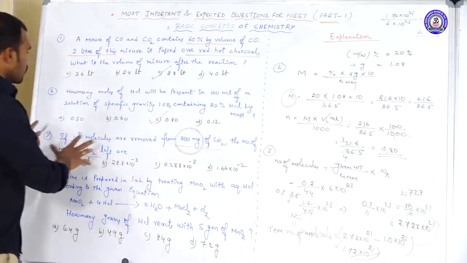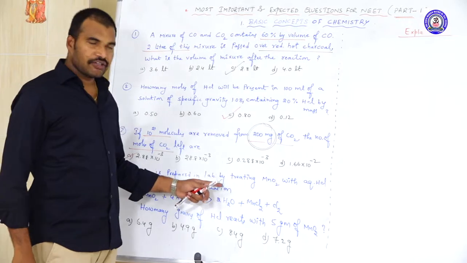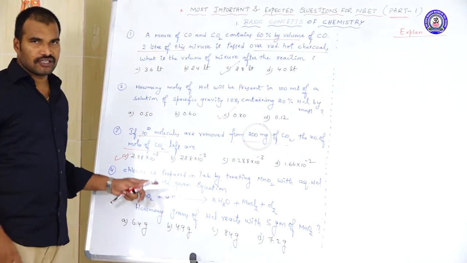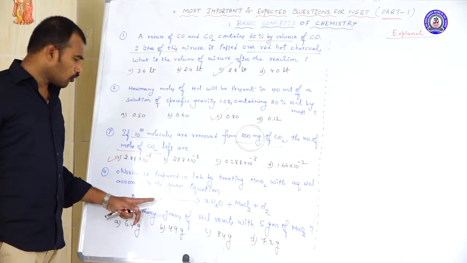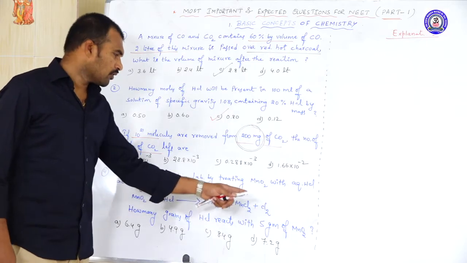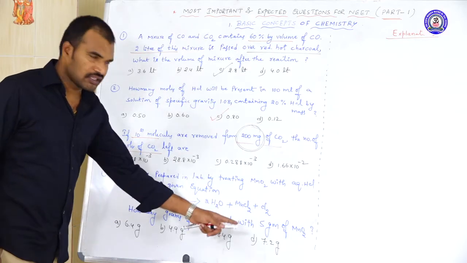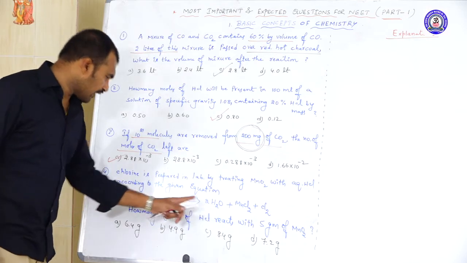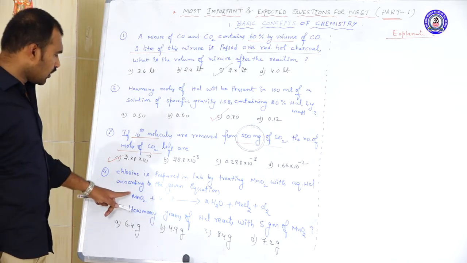Okay, so this is also one of the important models. That is, chlorine is prepared in the laboratory by treating MnO2 with aqueous HCl according to the given equation. They have given the balanced equation also. That is, MnO2 reacts with 4 moles of HCl giving 2 moles of water, 1 mole of manganese chloride and chlorine gas. Now, how many grams of HCl react with 5 grams of MnO2? So once again, how many grams of HCl react with 5 grams of MnO2? Okay, so this is the question.